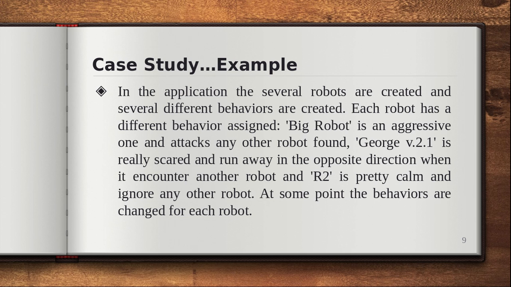The second robot, George V.2.1, is really scared and runs away in the opposite direction when it encounters another robot. And the third robot, R2, is pretty calm and ignores any other robot. At some point the behavior is changed for each robot. So this is the case study for the robot, and he's changing his behavior depending on the situations that occur.